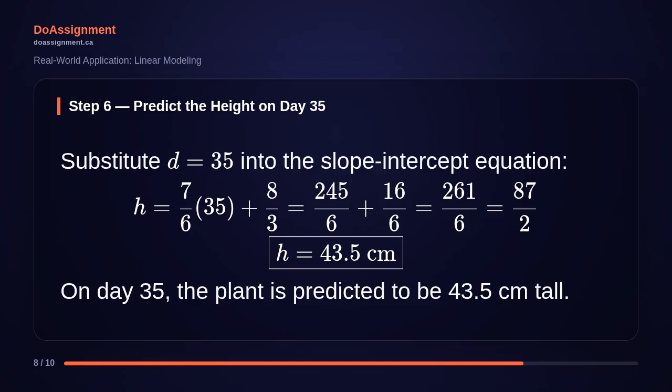To predict the height on day 35, we substitute d equals 35 into our slope-intercept equation. 7 over 6 times 35 is 245 over 6. We convert 8 thirds to 16/6 and add: 245 plus 16 is 261, divided by 6 equals 43.5. So on day 35, the plant is predicted to be 43.5 centimeters tall.